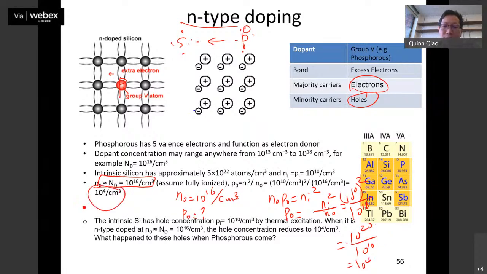10 power 4 for the hole. You see, the majority carrier has 10 power 16, and the hole concentration is only 10 power 4. You see how small that is? That's why the hole is called the minority carrier.